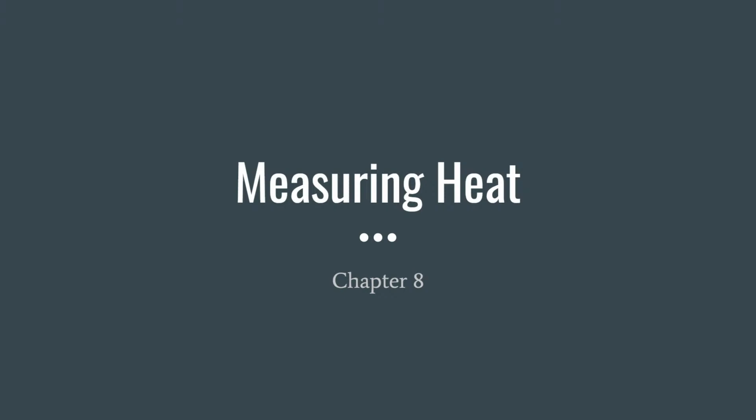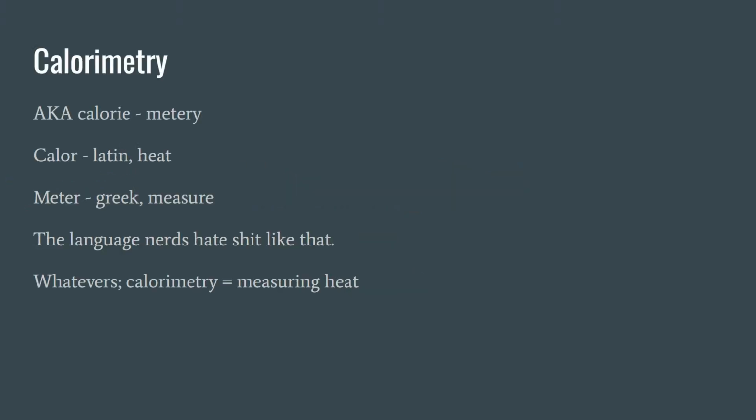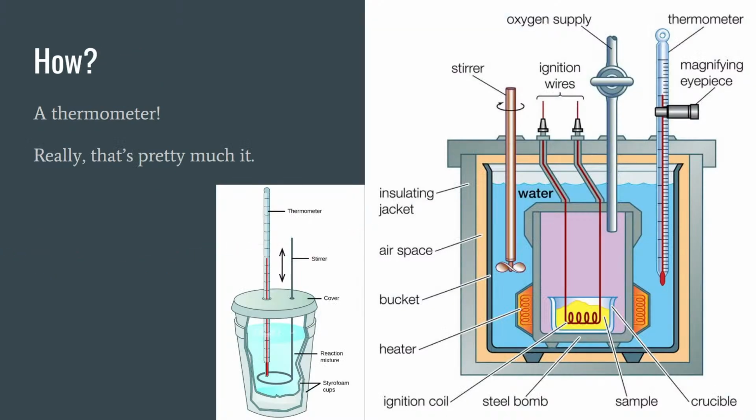Okay, we're live. All right, so measuring heat. We measure heat with calorimetry, or calorimetry. Calor comes from Latin, meaning heat. Meter comes from Greek, meaning measure. Language nerds hate things like that. They think you shouldn't combine Latin and Greek that way, but whatever. Calorimetry means measuring heat. This is where we get the word calorie.